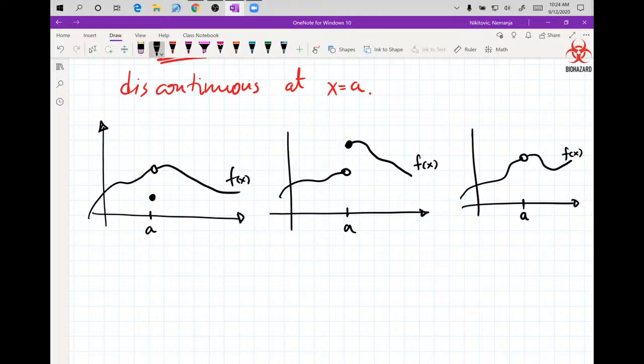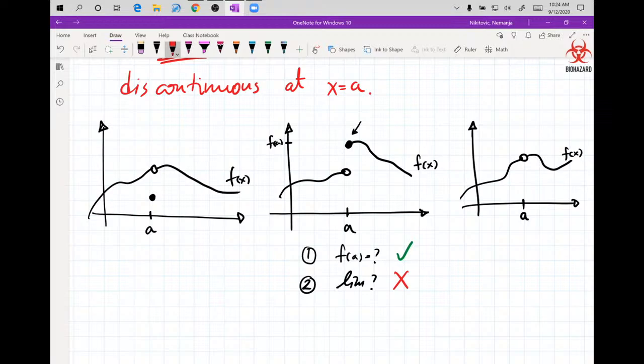What do you think, which rule fails? Let's say on the middle picture, which rule fails? Rule number 1, do we have f of a? Yes. So that one passes, right? Because f of a is right here. How about 2? How about the limit? Sorry, I'm not looking at graph 1. It's that's the one that fails.